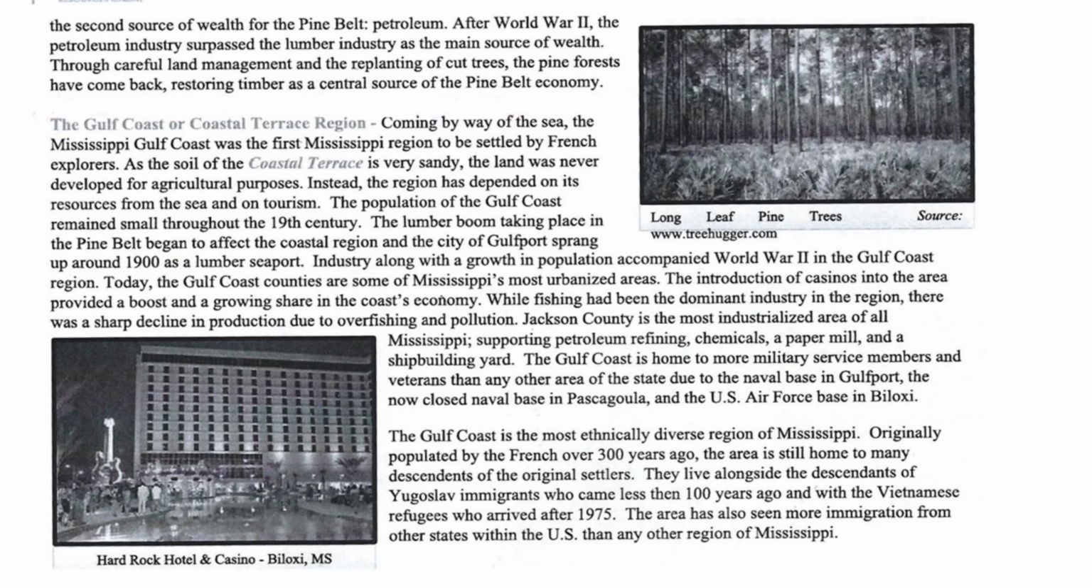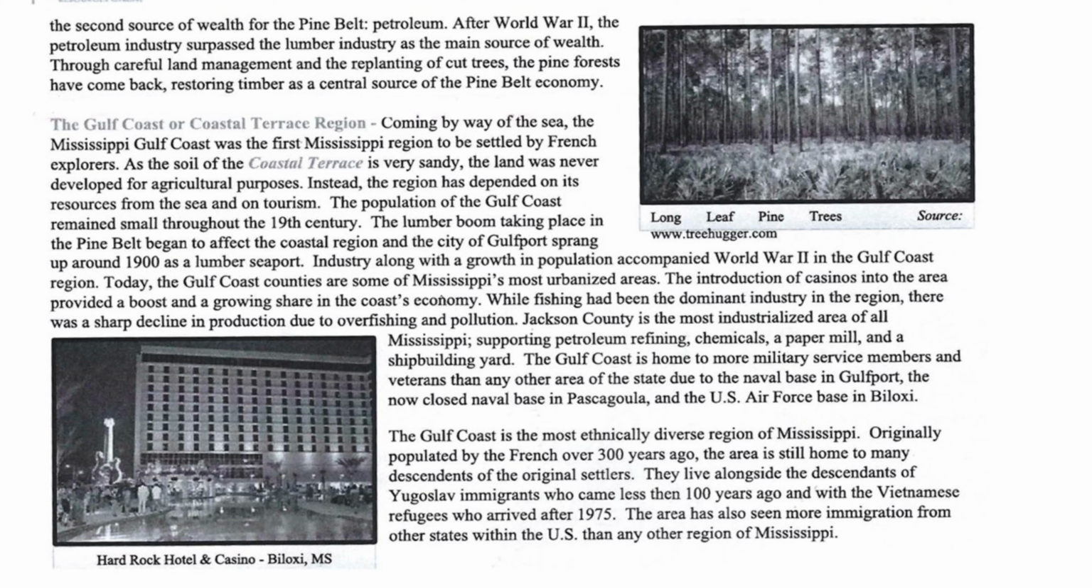The Gulf Coast or coastal terrace region. Coming by way of the sea, the Mississippi Gulf Coast was the first Mississippi region to be settled by French explorers. As the soil of the coastal terrace is very sandy, the land was never developed for agricultural purposes. Instead, the region has depended on its resources from the sea and on tourism. The population of the Gulf Coast remained small throughout the 19th century.